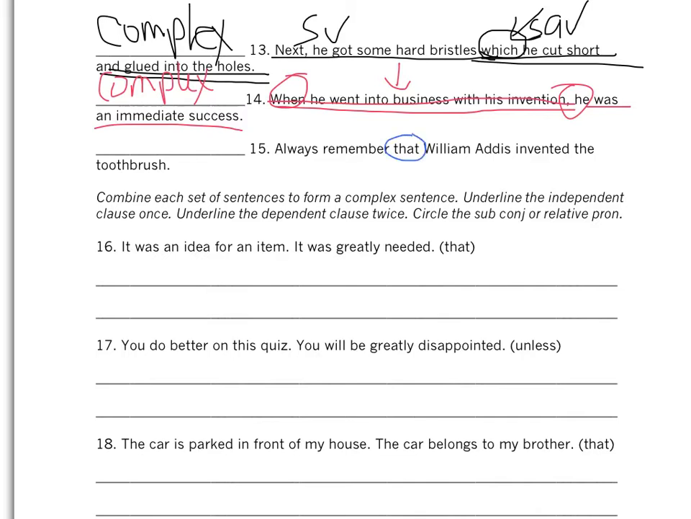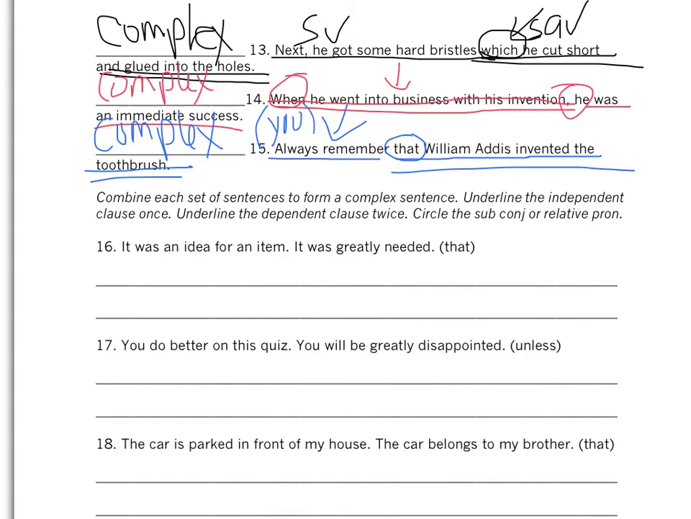is complex as well. The word that is a relative pronoun. It starts off the dependent clause that William Addis invented the toothbrush. Always remember is an independent clause. You might say to yourself, how can this be an independent clause? Where's the subject? This is a command. Always remember, you're telling someone what to do. You're telling them to remember. Remember, the subject then is you understood. So it does have a subject and a verb.